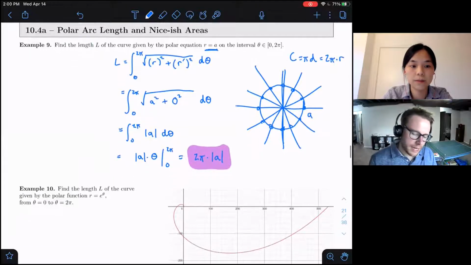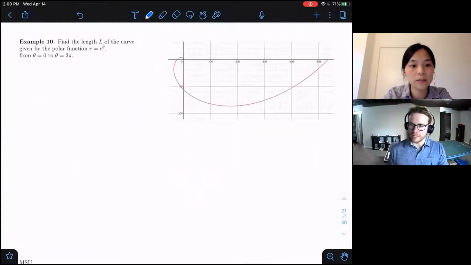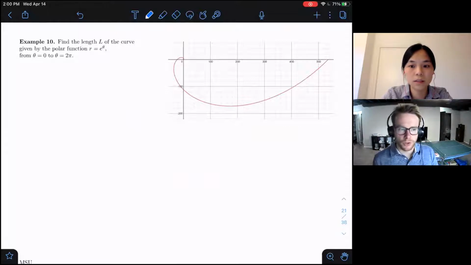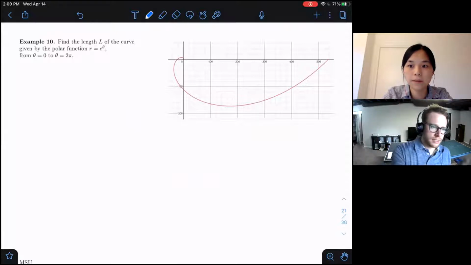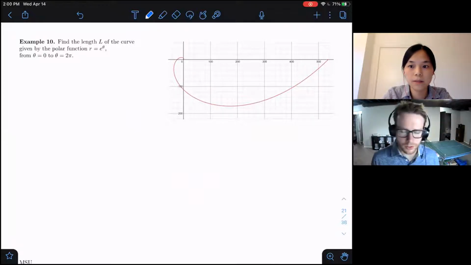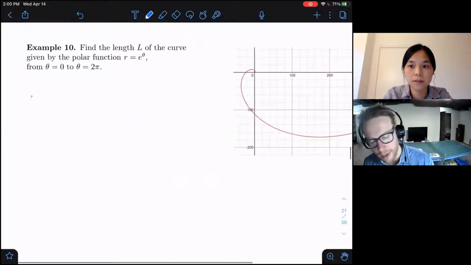Okay, let's at least set up for example 10, and then we'll maybe pause and see what kind of questions are out there. So here's one that's a little bit more full strength. Again, we want to calculate the length of this curve here. It was nice, and I gave a picture just so you can really visualize what's going on. And let's see, it still gives us some bounds for theta, right? 0 to 2 pi.